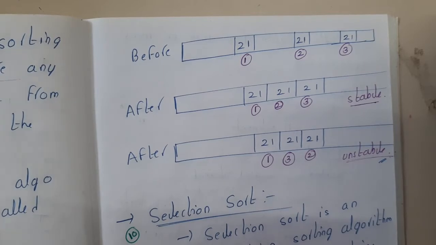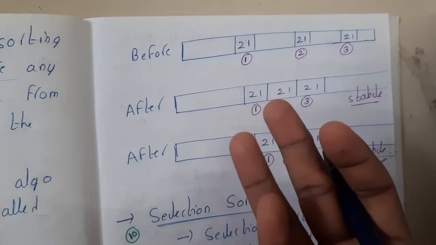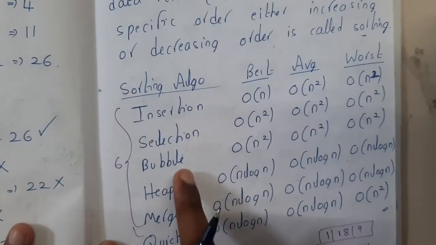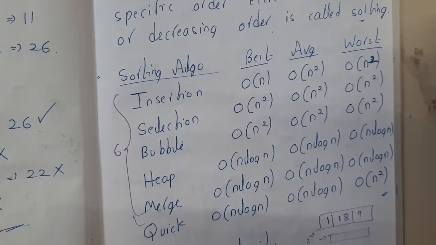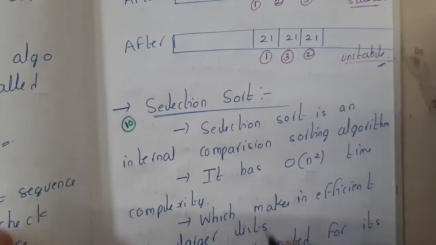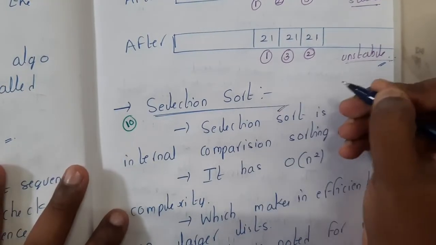So this is just a small introduction about sorting and its different types. We learned about 6 types: insertion, selection, bubble, heap, merge and quick. We'll be discussing each and every one in our upcoming 6 lectures, guys. So in the next lecture, let us start with selection sort, guys.